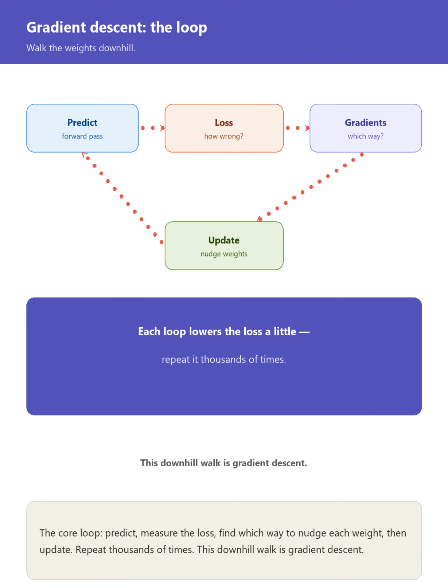Here is the core loop. Predict, measure the loss, work out which way to nudge each weight, then update them. Repeat this thousands of times. This is gradient descent, slowly walking the weights downhill toward a lower loss.